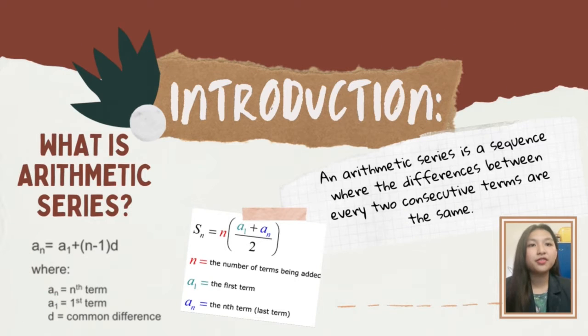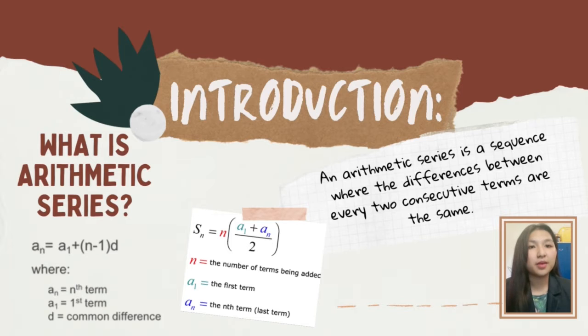First of all, we have to know the definition of series. What is a series? A series is what you get when you add up all the terms of a sequence. So we have two types of series, arithmetic series and geometric series. So what is an arithmetic series? We can define an arithmetic series as a sequence where the differences between every two consecutive terms are the same. Each term is obtained by adding a fixed number to its previous term.